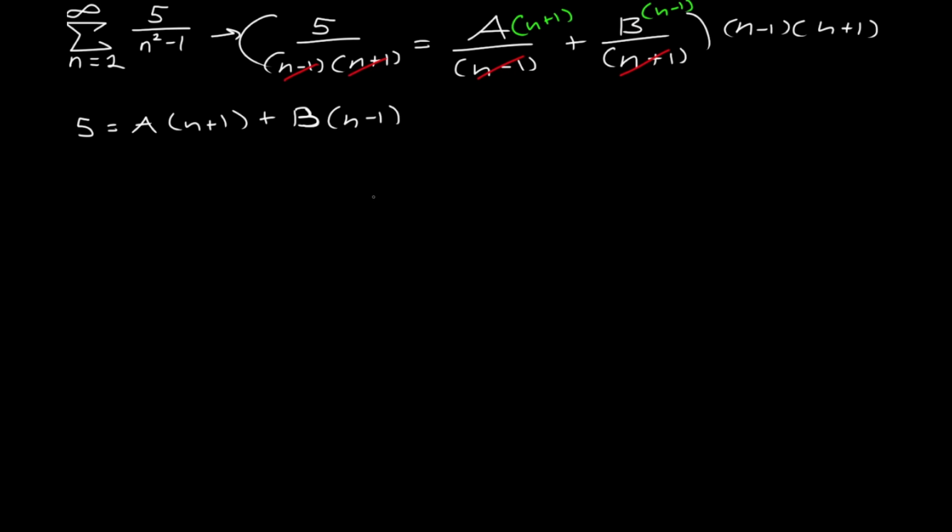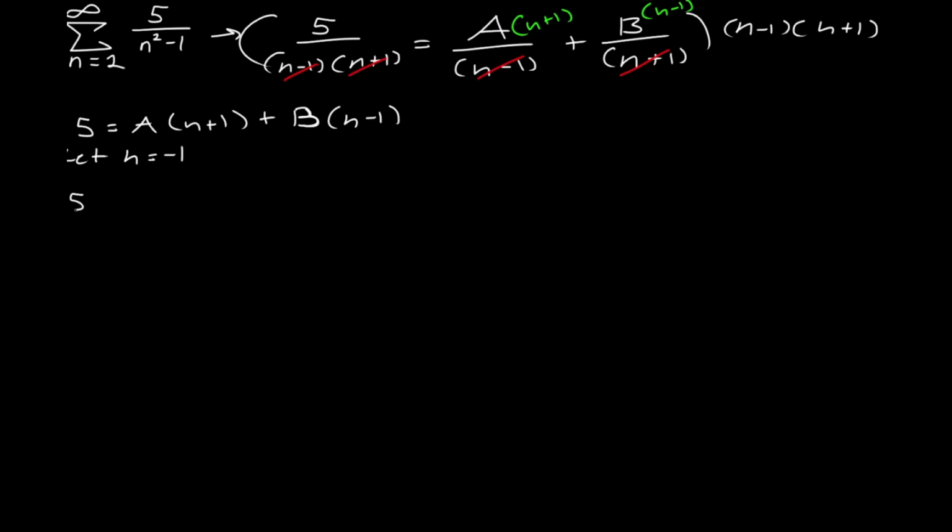So now we just have to find what A and B equal. And that's really, really easy. All we have to do is make one of these two equal 0. And we can do that by letting n equal -1. If we let n equal -1, this A times (n plus 1), -1 plus 1 is equal to 0, that gets rid of the A.